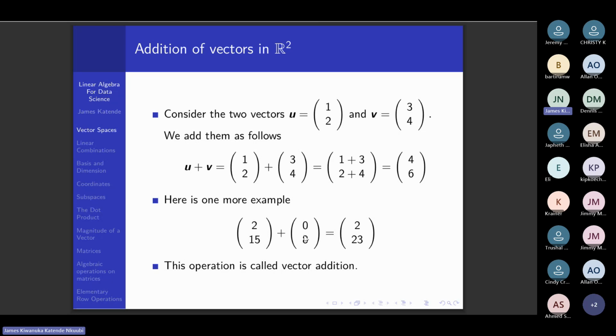There's one more example here. We add 2, 15 to 0, 8 and you get your answer as 2 plus 0 as the first entry and 15 plus 8, which is 23, as the second entry. So that's how simple this operation is. This is one operation you will use a lot as we go along.